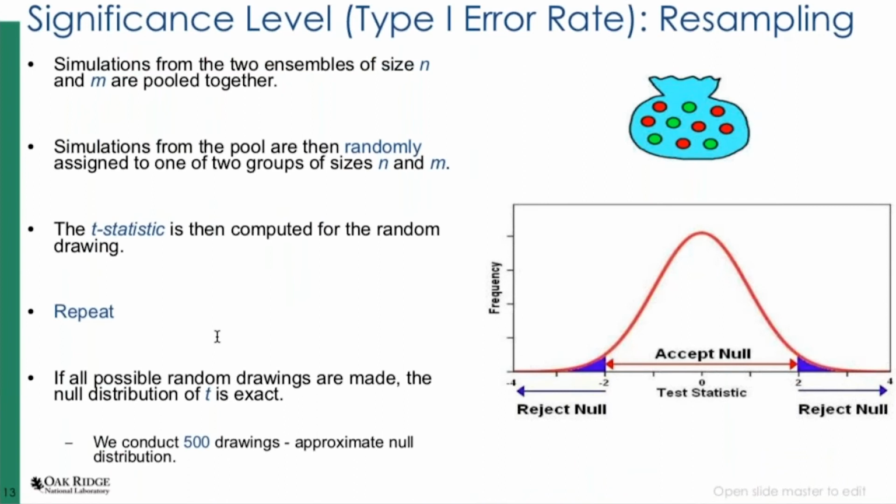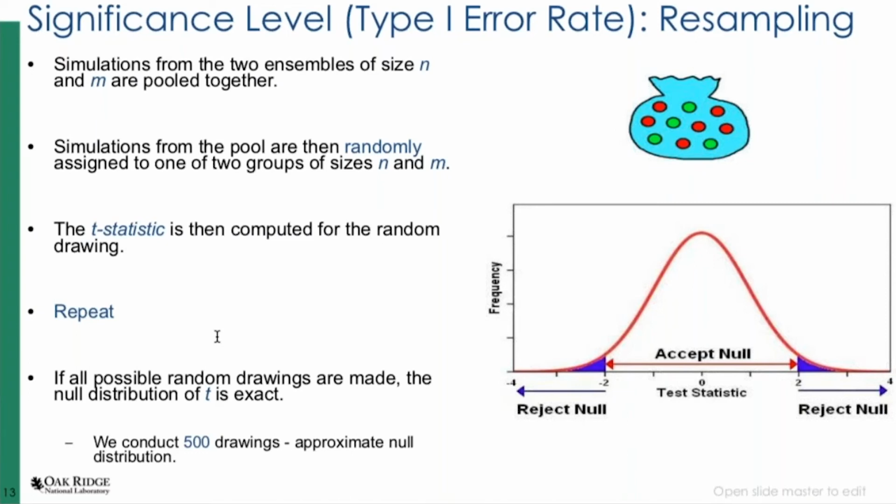So let me just talk about resampling quickly. One approach is this permutation approach, where you pool both the ensembles, the control and the perturbed ensemble, into one big pool, and from that you draw these samples back again, but randomly, and then you compute your test statistics.